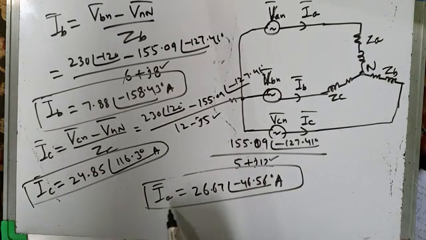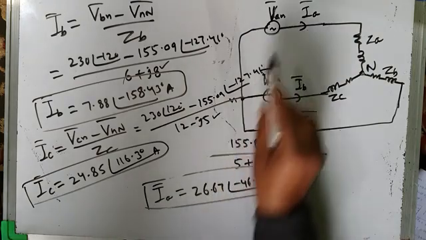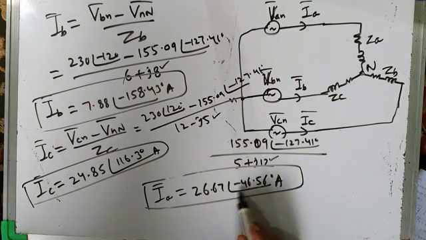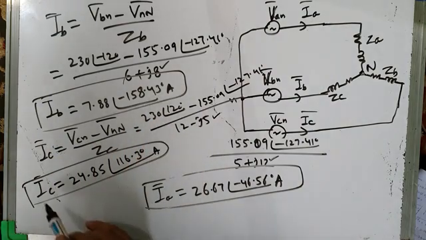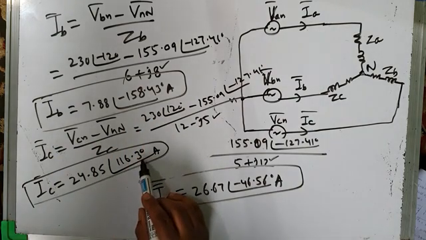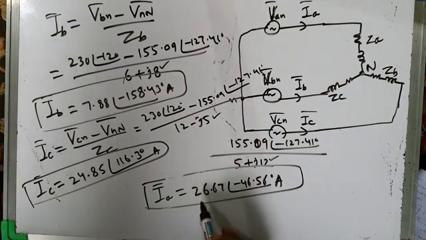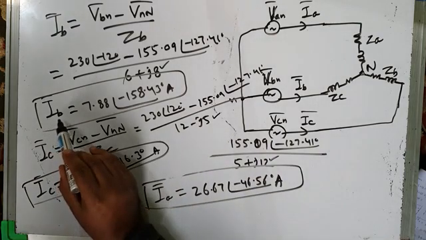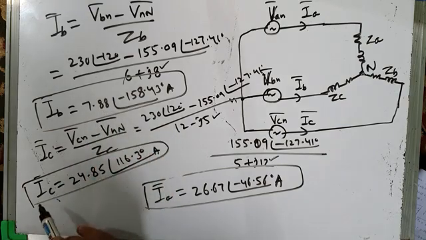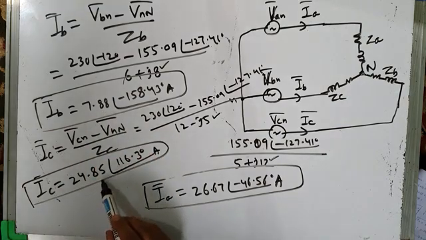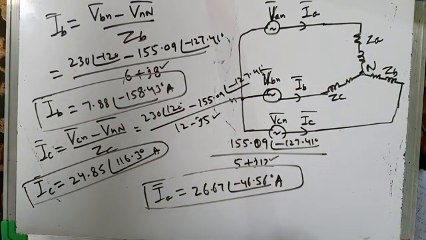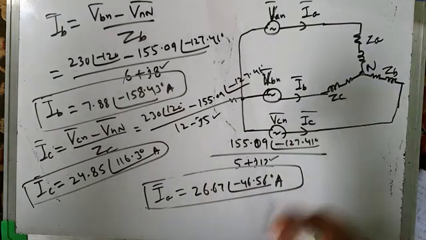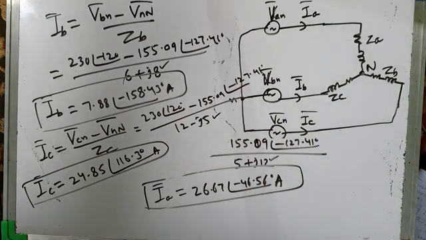For example, the RMS value of line current IA is 26.67 at an angle of minus 46.56 degree amps. IB is 7.88 at an angle of minus 158.43 degree amps, and IC is 24.85 at an angle of 116.3 degree amps. So the RMS value of IA is 26.67 amps, of IB is 7.88 amps, and of IC is 24.85 amps. Therefore your system becomes unbalanced. This is another example of an unbalanced system, but we don't have a neutral wire here. It's a three-phase, three-wire system.